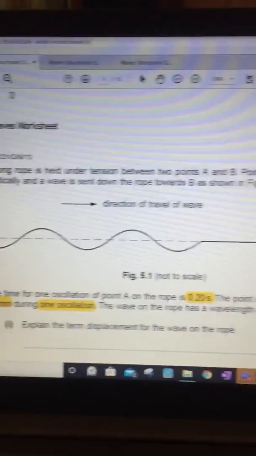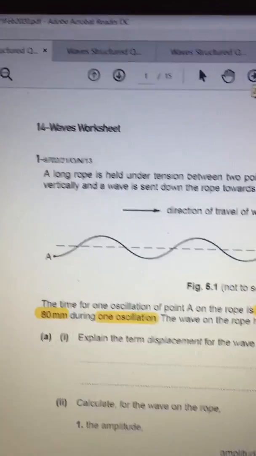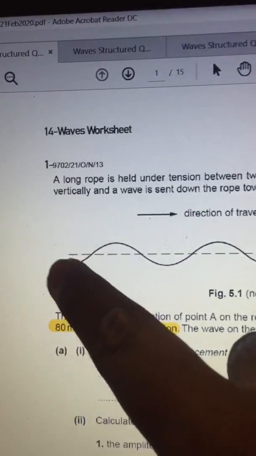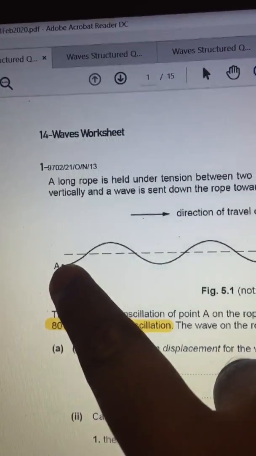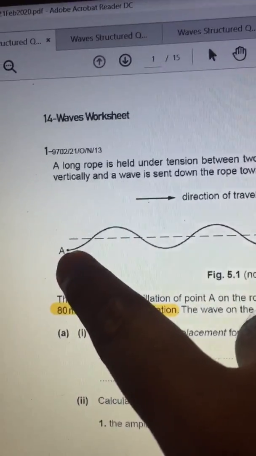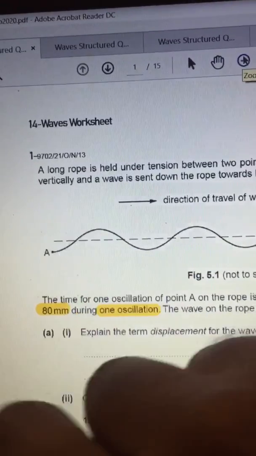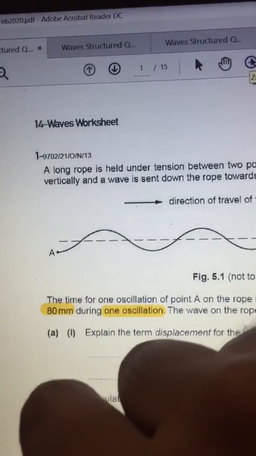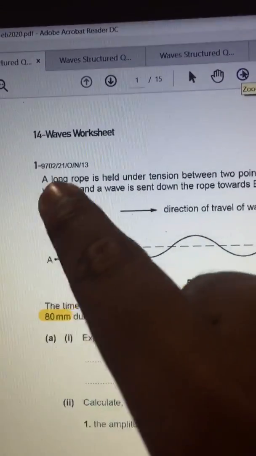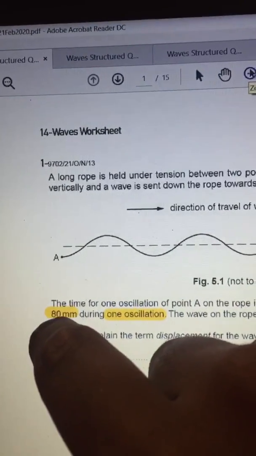And if you consider the diagram here, the particle A is at its lowest extreme at the given time. So in a quarter of a period, it would go to the equilibrium position. It would reach the equilibrium position, right? So the particle A should be at the equilibrium position.